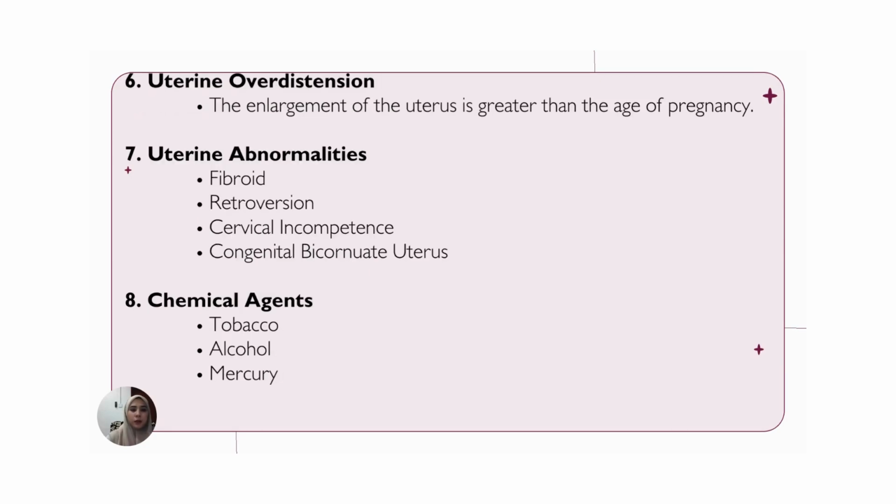Other than that, uterine overdistension, uterine abnormalities, and chemical agents such as tobacco, alcohol, and mercury can also be predisposing factors for spontaneous abortion.